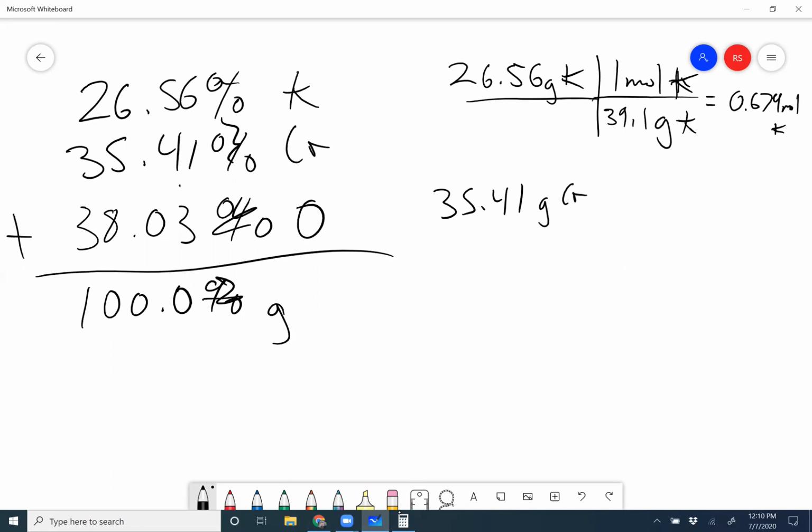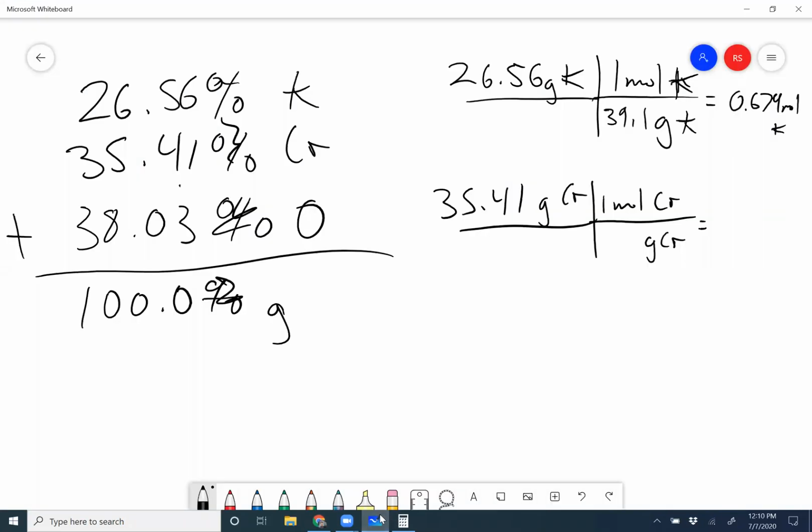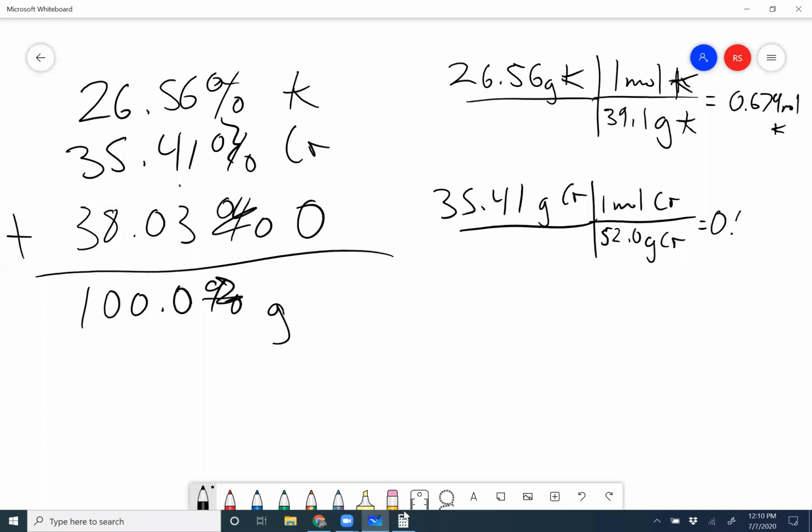But now we have chromium and we want to convert grams of chromium into moles of chromium. Go to our periodic table. Chromium is 51.9661, so let's just say 52. Now 35.41 divided by 52 gives us 0.681 moles of chromium.